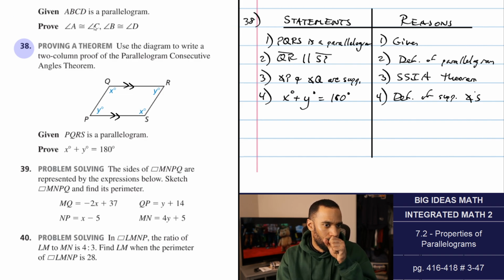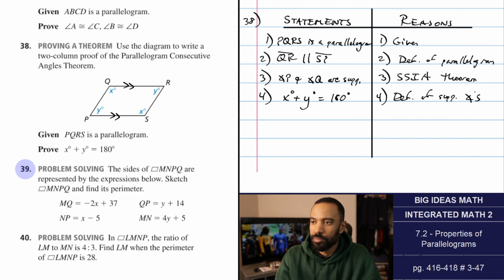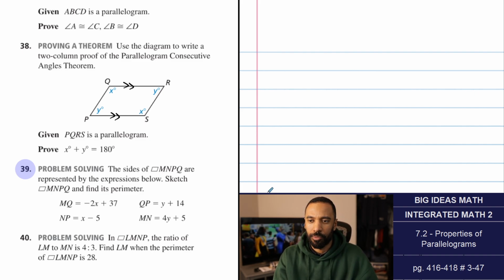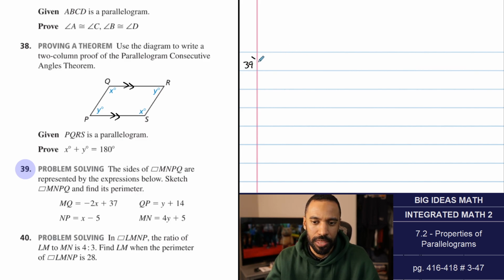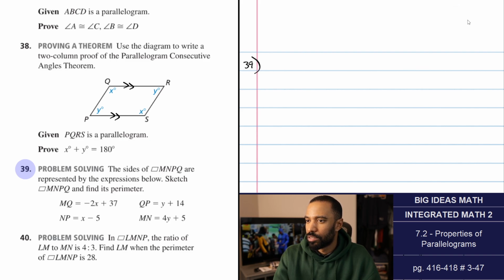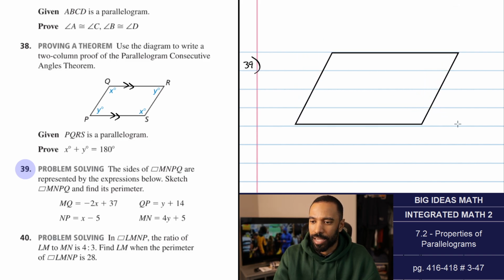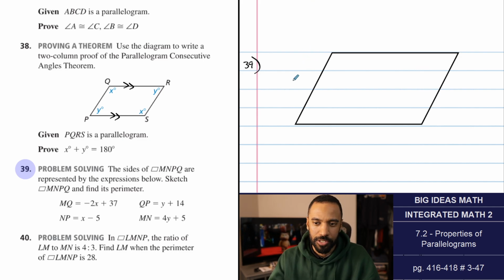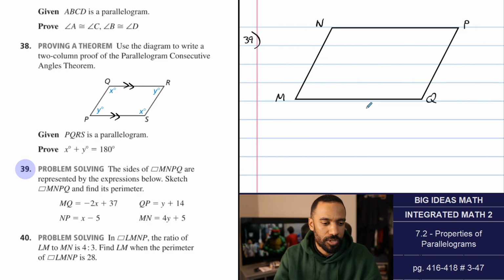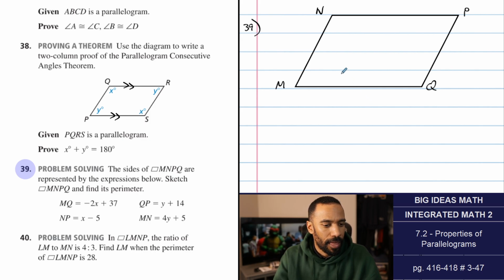All right. Number 39. Let's see if we can get out of proofs here for a little bit. The sides of parallelogram MNPQ are represented by the expressions below. Sketch it and find its perimeter. Well, I can't go without sketching it because they do say sketch it, and I think it's worth it that I do anyway. So number 39. Why do my parallelograms always look the same? M, N, P, Q. You got to go in a specific order. Wherever you start, just work around the clock.